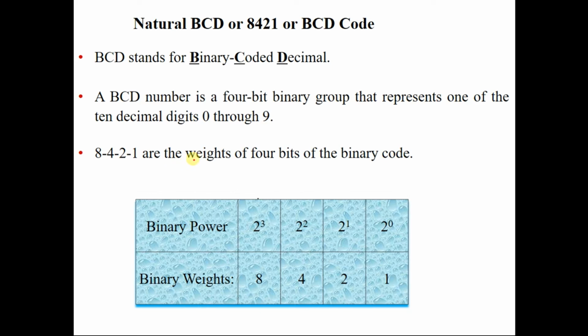It is also called a weighted code, and the weights for the respective positions are 8421. That is why it is also called 8421 code. Here we are representing the weights of the particular positions, only 4 bit positions because it is a 4-bit code. For the first bit position, the weight is 2 raised to power 0, means 1. For the second position, it is 2 raised to power 1, means 2. For the third position, it is 2 raised to power 2, means 4. And for the fourth position, it is 2 raised to power 3, means 8. That is why 8421 code.